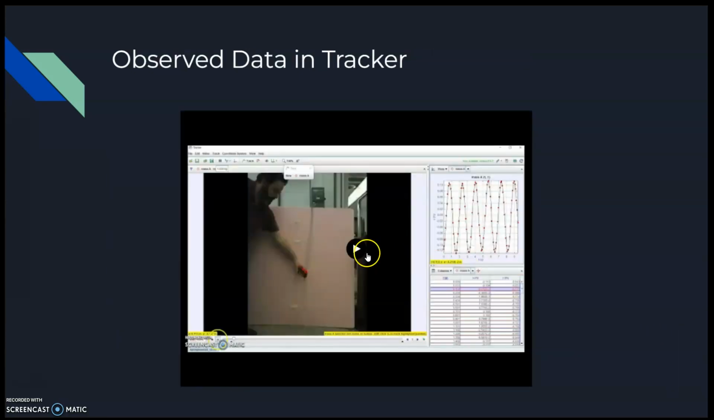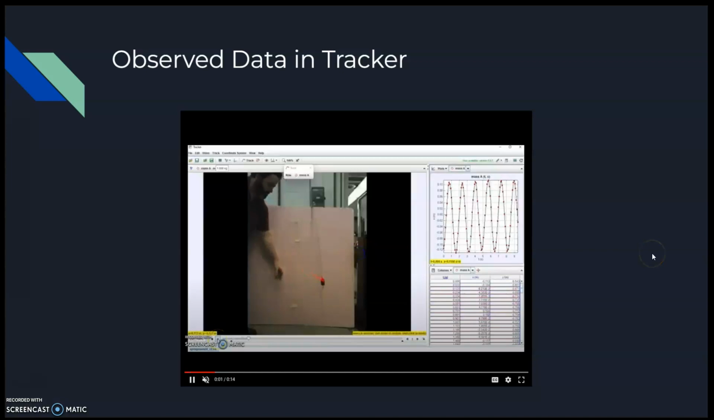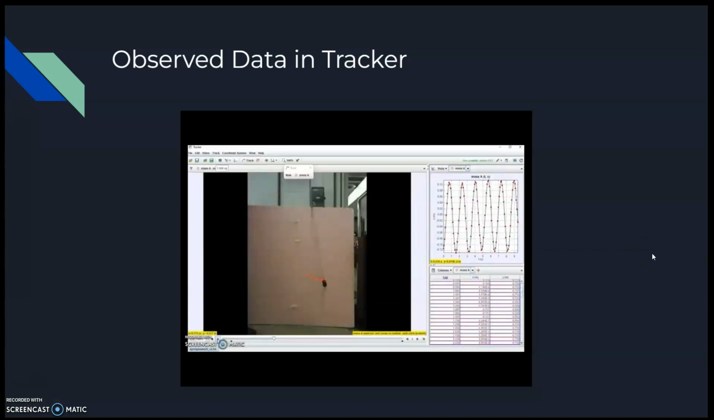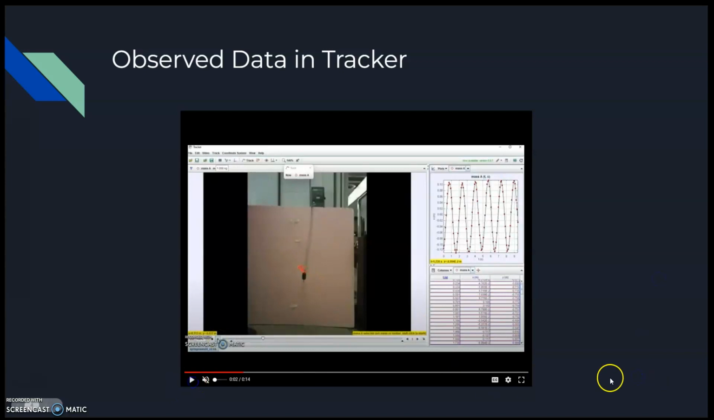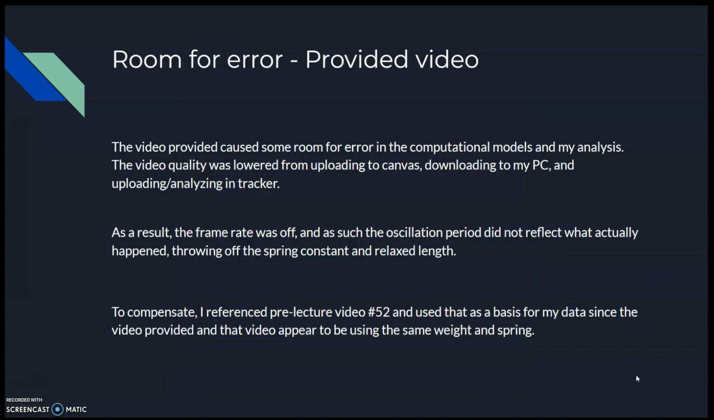Next, we're going to look at the observed data just briefly because this is a long video. As you can see, the spring is going all over the place, and it is important to note the quality of this video. So here's some room for error in the provided video.